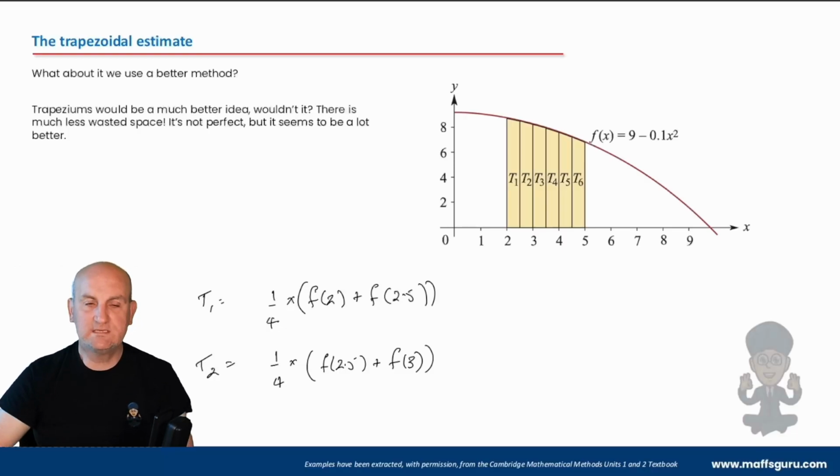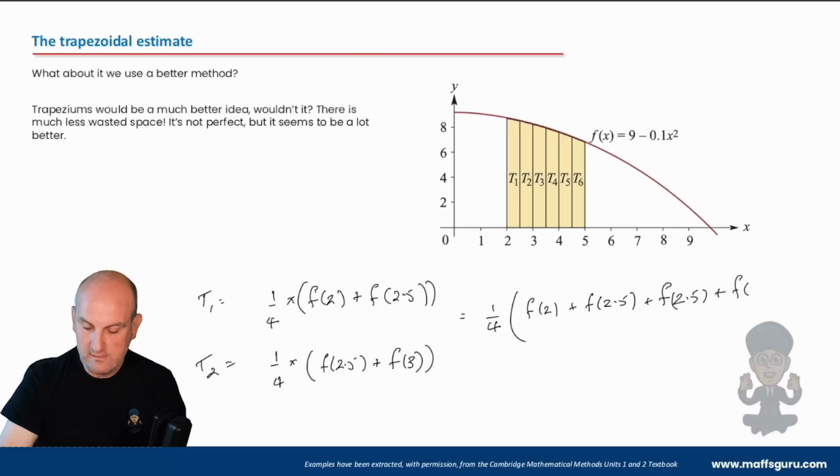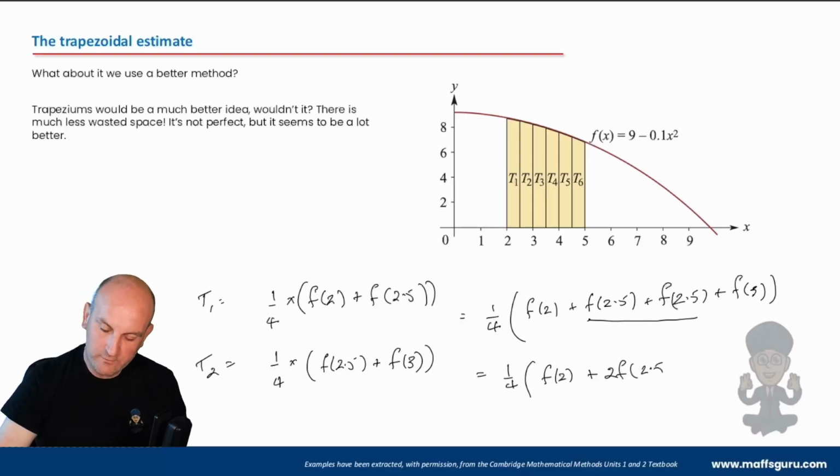And what we start to see was if I was to now combine these together, I could take a factor of a quarter out of both of those. And I know this is only for 2 sections, but I could take a quarter out of those and I'd end up with f of 2 plus f of 2.5 plus f of 2.5 plus f of 3. Hold on. That can be simplified. That would be a quarter of f of 2 plus 2 lots of f of 2.5 plus f of 3.